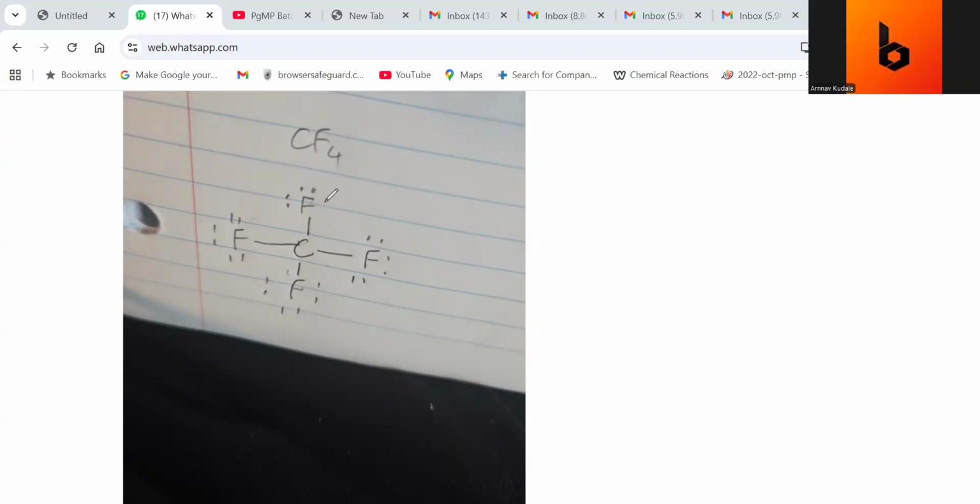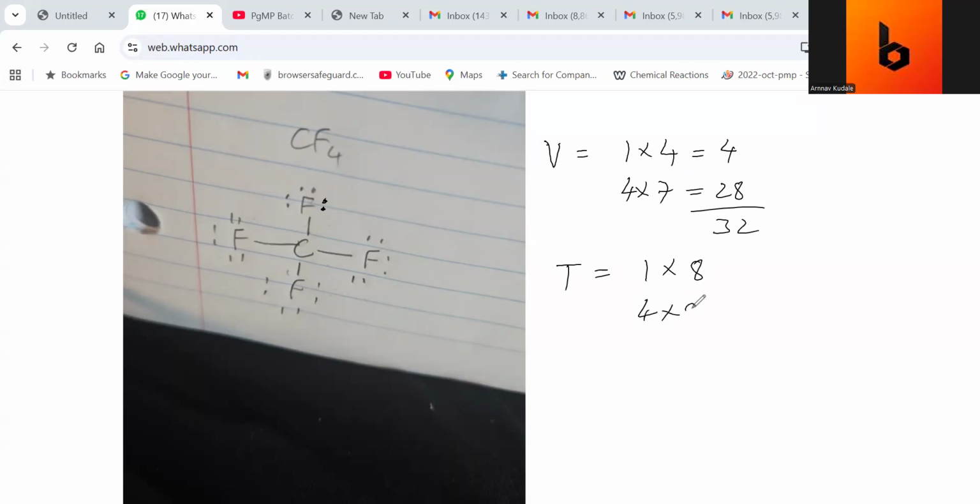7 electrons. Oh, I forgot that side. Sorry. So basically, you got the total. The total valence electrons are 1 into 4 and 4 into 7, which is 4 and 28, so it should be 32. Correct? But T should be 1 into 8, 4 into 8. I have 8 and I have 32 here, so the number should be 40.